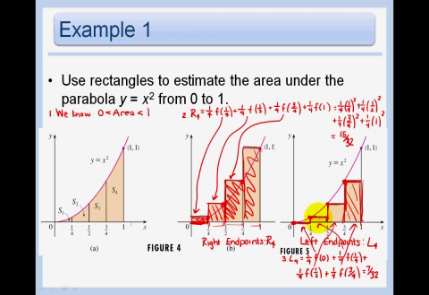And so what we've noticed, just kind of numbering this so you see my logic, is as we increase the number of rectangles, we would be getting a better approximation.